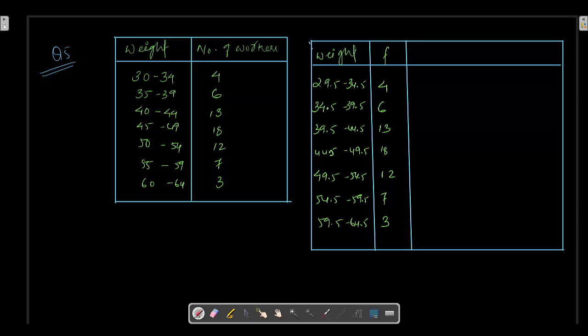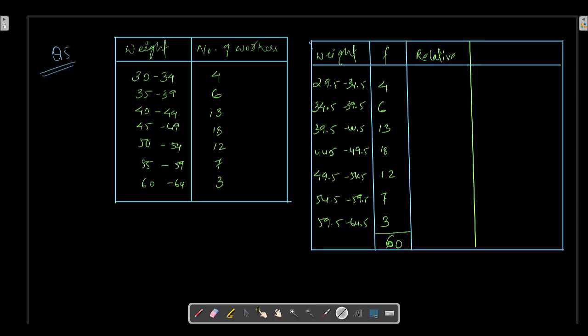Now the second part, question B, is to calculate the relative frequency distribution. Before we calculate relative and percentage, we have to get the total of all the frequencies. If you add all of this up, you should get 60. The total should be 60. In the relative frequency distribution, you just write it as relative.